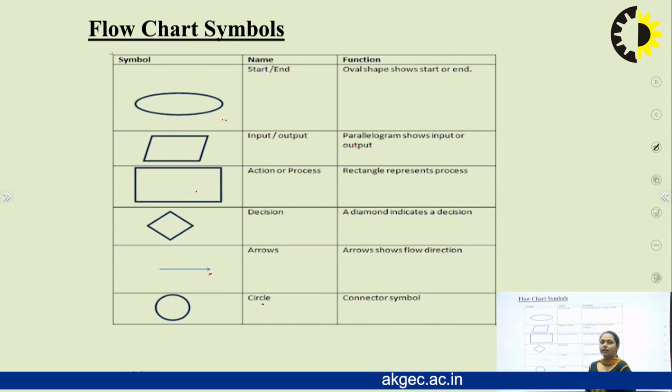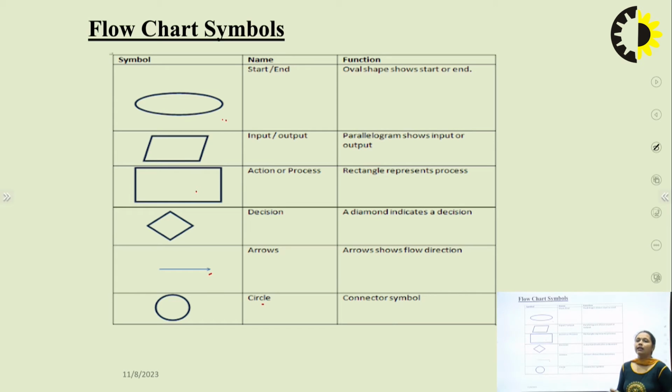Last but not the least is the circle, which is a connector symbol. When we have a situation where multiple lines are coming from a box and going into a single block, in that particular case, we can use the circle symbol to connect multiple lines into a single going box. So basically, the circle will be used as a connector, which connects multiple lines and converts those multiple lines into a single line. Now, we should consider various examples so that we can more easily get to the concept of algorithm and flowchart.